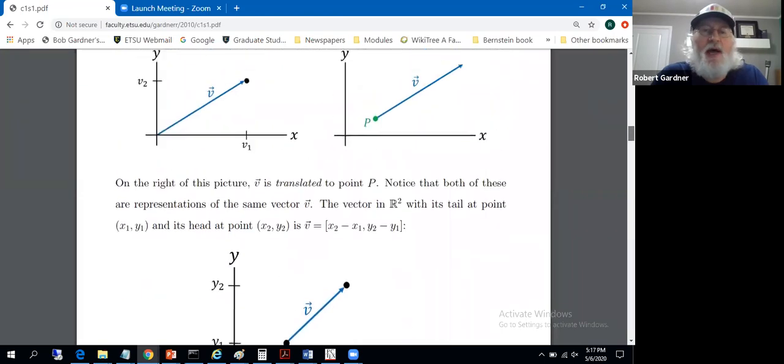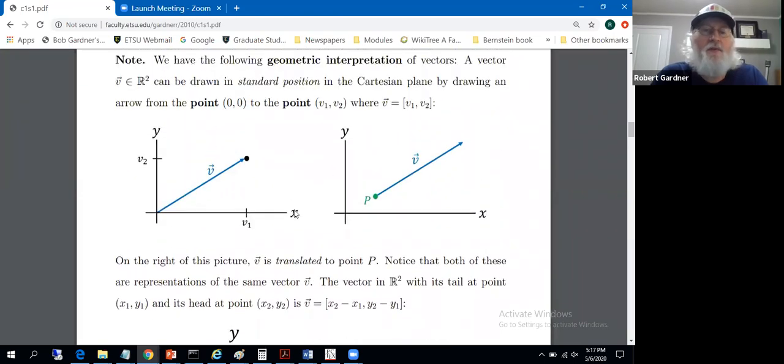I just have maybe up here in this first picture, if we did this in higher dimensions, then the points would have more coordinates. You want to do it in 5 dimensions? Okay, the origin would be 0, 0, 0, 0, 0, that's 5 components. And we go to the point v sub 1, v sub 2, v sub 3, v sub 4, v sub 5. And then we would have the vector with components v1, v2, v3, v4, v5.